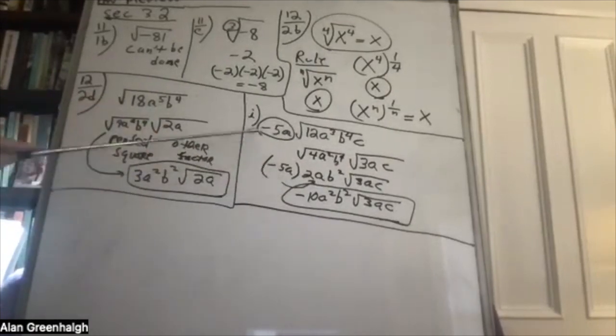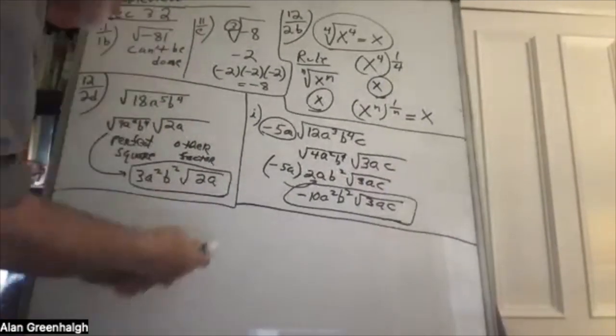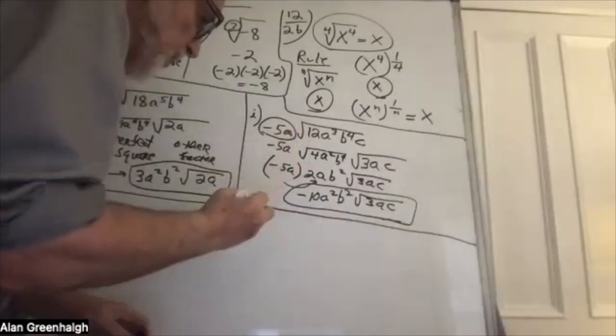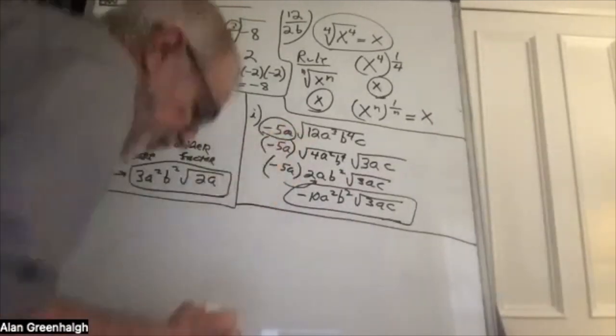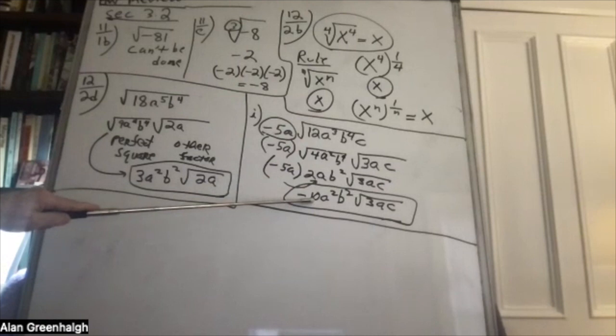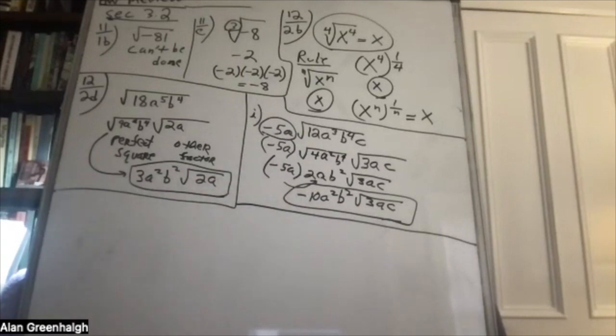And then, of course, you bring back this. And really, the right way of doing this is to keep bringing this along. And I always like parentheses. So negative 5 times 2 is negative 10. A times A is A squared, B squared, and then that. And that's it. That's the problem.